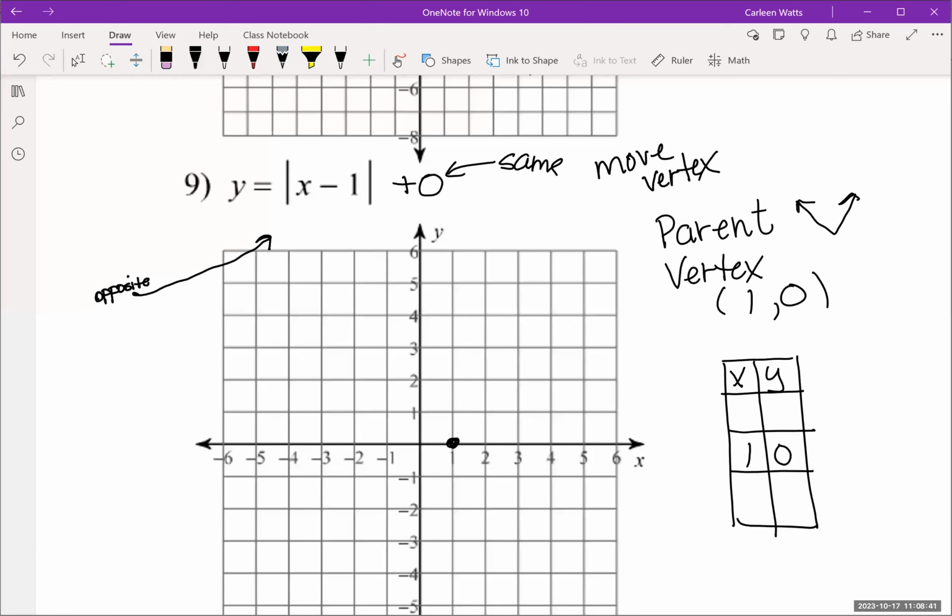Now, we're not putting the same numbers. This point needs to be to the left of 1, and this point needs to be to the right of 1. So fill in those 2 x values. I'll be right back.